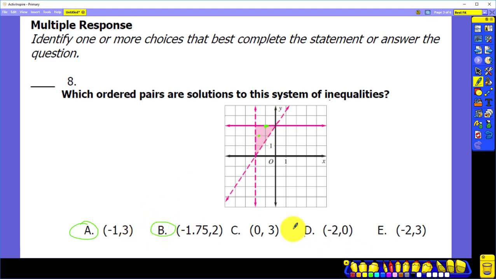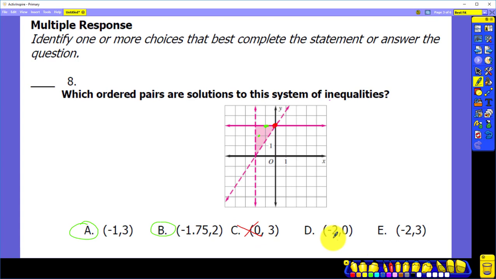Alright, now let's check point C. So 0, comma 3. So this one over here. Now note that this point is on the vertex, and the vertex consists of a solid line and a dotted line. Now we have to remember, if the point is on the edge or on the vertex, make sure that the point is seated on both solid lines. In this case, this vertex is not seated on both solid lines. We have a dotted line and a solid line, so C will not be a solution.